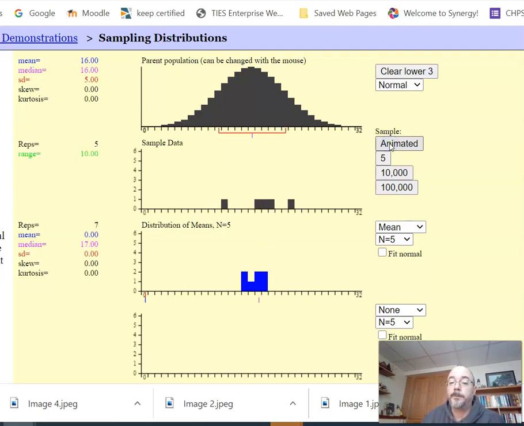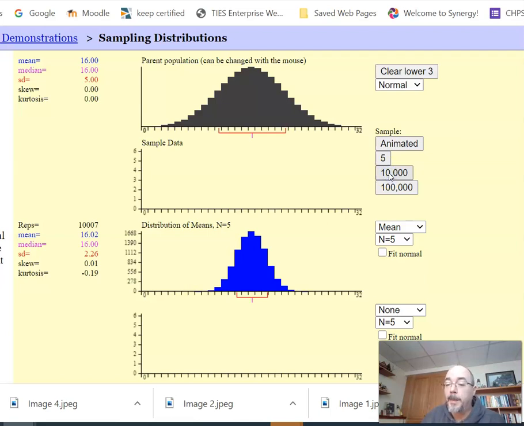Well, ladies and gentlemen, let's say I do 10,000. Look what happened. It just automatically made a normal curve. Now that's a sample size of 5. I want you to look at how spread out that is.